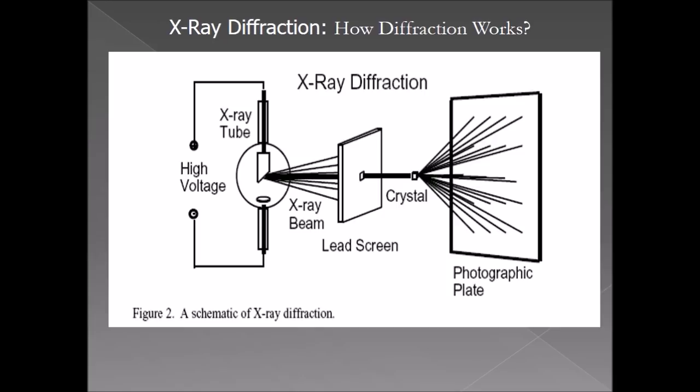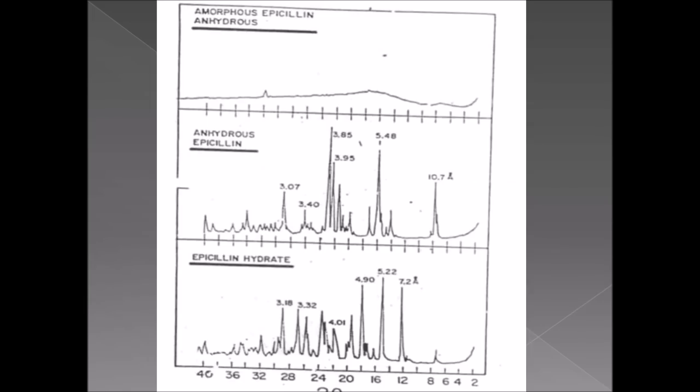This is just a schematic of how X-ray functions. You have your X-ray beam here, and it can come in at different angles. When they shine on the crystal and it diffracts, it records some peaks here. So this is an example of the result of X-ray. The result of X-ray, as I mentioned just now, you call it a diffractogram.